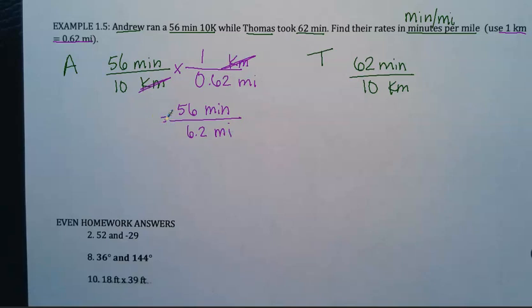And then we can reduce that. So 56 divided by 6.2. You all are Algebra 2 students. You are welcome to use calculators, right? You don't have to do this in your head, but you can. So that would equal 9 minutes per mile for Andrew.